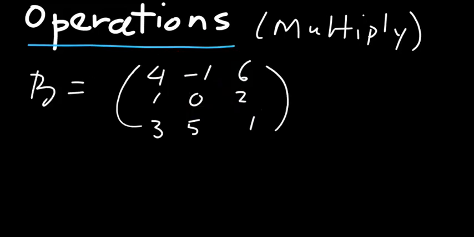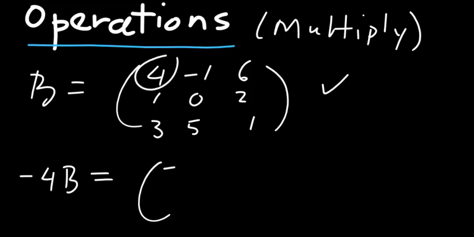Another example, let's say you have B defined by that matrix and you want to calculate minus 4B. So you want to multiply B with minus 4. So you have to multiply all the elements with minus 4. So the first element will become minus 16. The second one is 4, followed by minus 24.